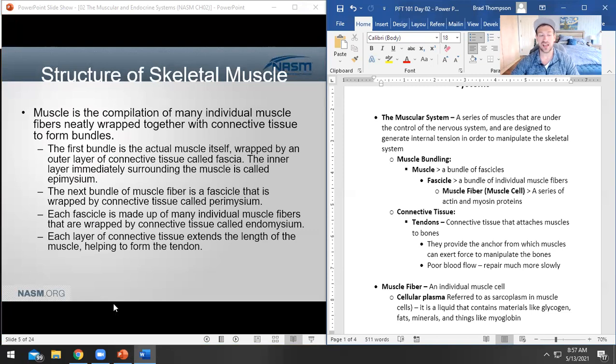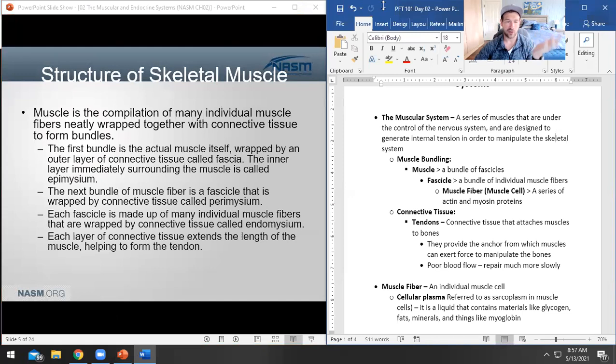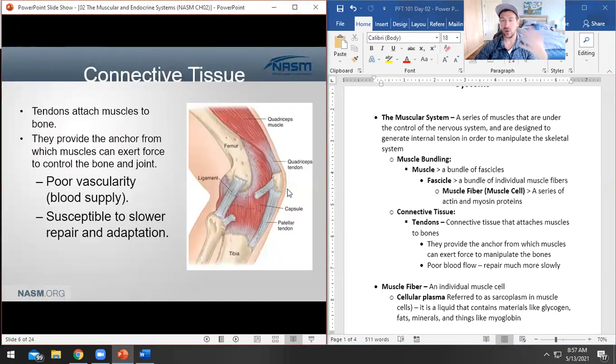So each of those layers has different amounts of connective tissue. And this doesn't seem like it'd be a very important concept to talk about, but the thing is, connective tissue actually does explain a little bit of our muscular hypertrophy.